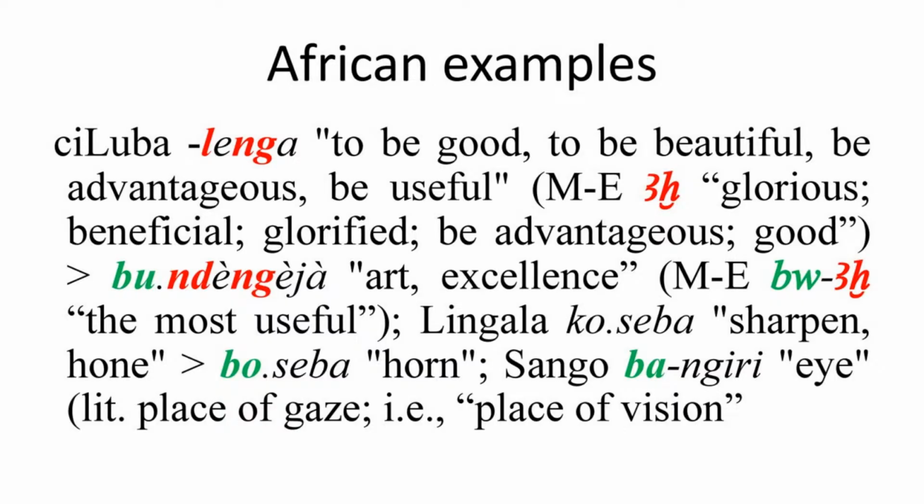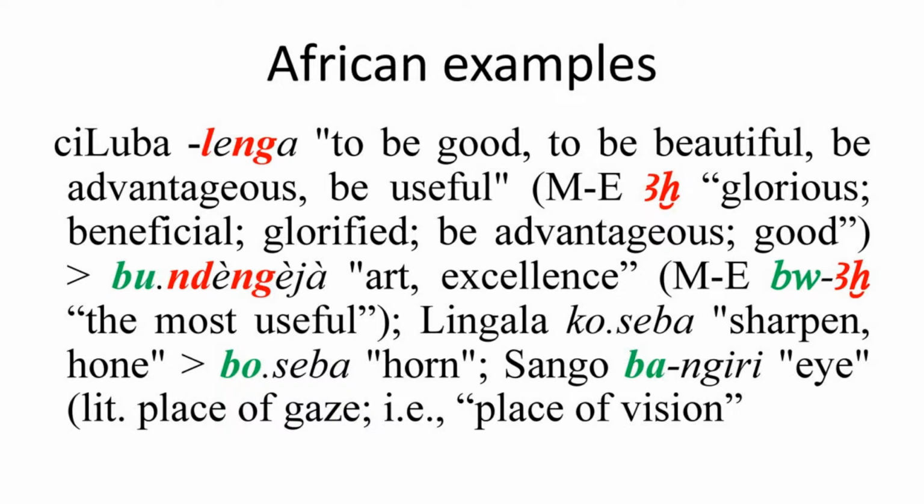And so you have a few examples that I use in Chiluba, for example, because Chiluba, or Bantu in general, has the bu prefix of abstraction. A good example is linga, to be good, to be beautiful, etc. And then we have bu and dingeja, art excellence, as the abstract form. When the L is nasalized, it becomes D. And then we have this causative suffix ja in the Chiluba language, but it's prefixed by bu.